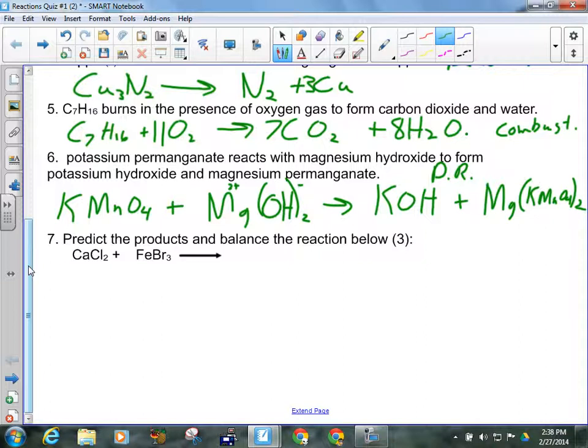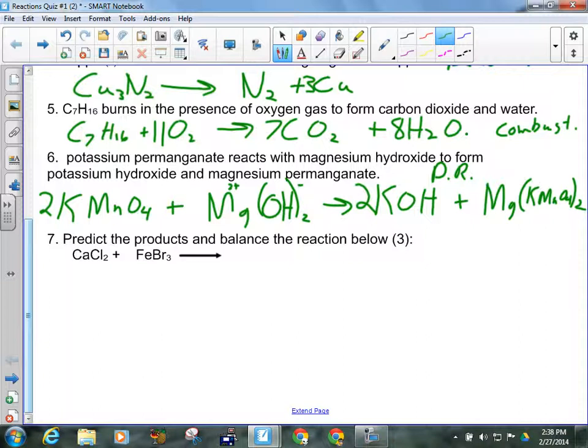There's 1 potassium over here and 1 potassium over there. There's 1 permanganate, but there are 2 permanganates over here, so I need to put a 2 here. That gives me 2 potassiums, so I need to put a 2 there, which happens to make my hydroxides work out, and now the equation is balanced. So if they have that, they get the 3rd mark for number 6.